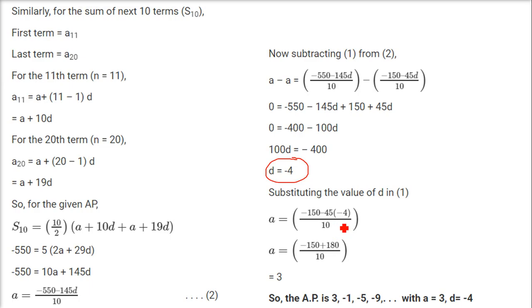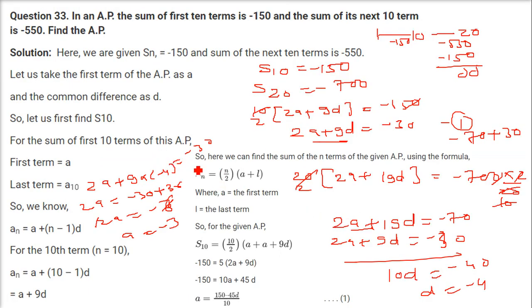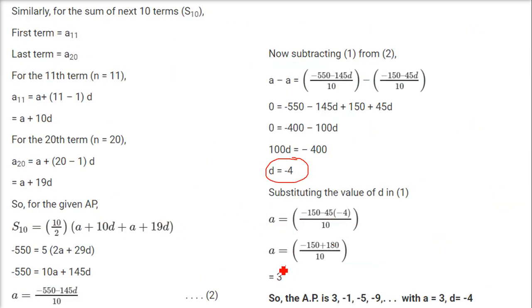See, this is 36 minus 30 is 6, right? So it will be 2 threes are 6. A will be plus 3. So A is 3 and D is minus 4. Now you can easily find out the AP. You start with 3 and just add minus 4. 3 minus 4 is minus 1. Then add minus 4 to minus 1. So minus 1 minus 4 is minus 5, like this.